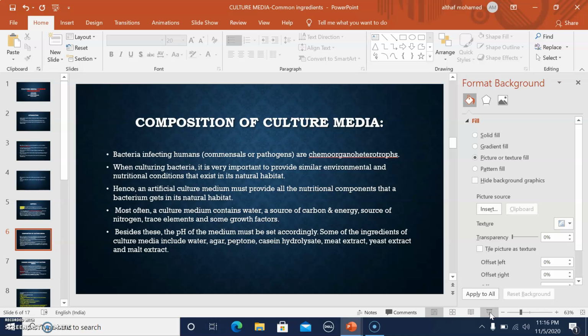Most often, a culture medium contains water, a source of carbon, energy source, nitrogen, trace elements, etc. And apart from this, the pH of the medium must be set accordingly. Some of the ingredients in the culture media include water, peptone, casein hydrolysate, meat extract, yeast extract and malt extract. These are the different components which are present in a culture media.